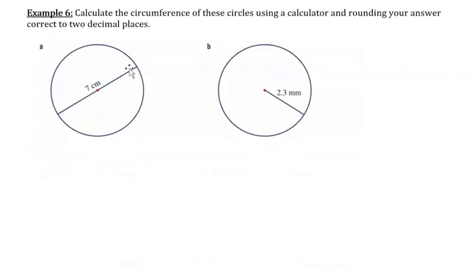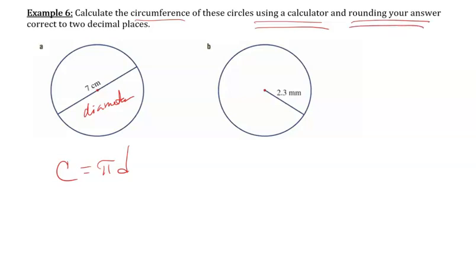Now we're going to calculate the circumference of these circles. Okay, and for this one, we've got a line right through the center. So a line right through the center is a diameter. And so we have 2 options. So we'll have pi times the diameter. And let me just read this really carefully. Calculate the circumference using a calculator, and rounding your answer to 2 decimal places.